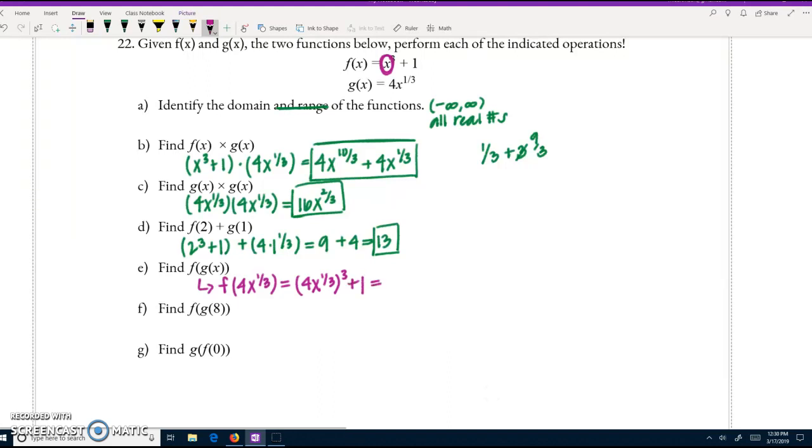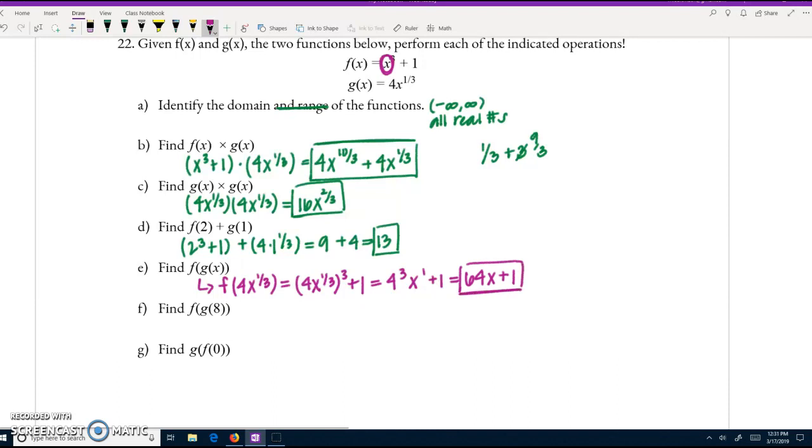And so here this 3 needs to go to the 4, so I'm going to have 4 cubed times x. I'll have 3 times 1/3, which will just become x to the first power, plus 1. And I'm going to go ahead and simplify that. 4 cubed will give me 64, so I'll have 64x plus 1. So that's my function composition piece.